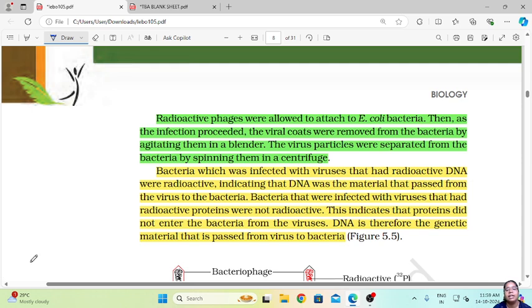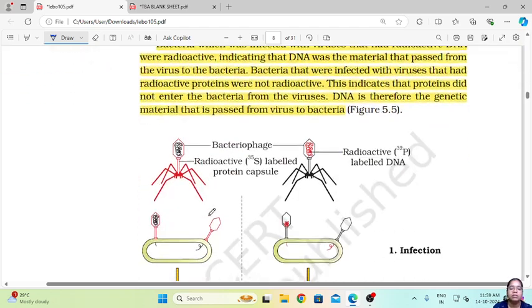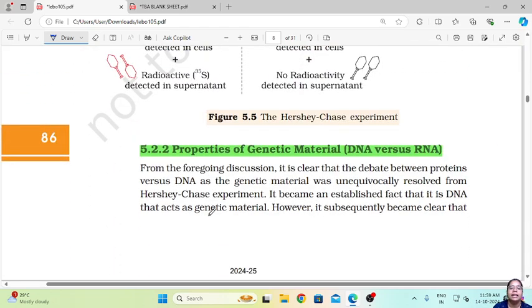So this determined that the DNA carries the radioactivity. That indicates that the protein did not enter the bacteria from the virus, but DNA is therefore the genetic material that passed from the virus to the bacteria. So this is how it was proved that DNA is the genetic material using the Hershey and Chase experiment.